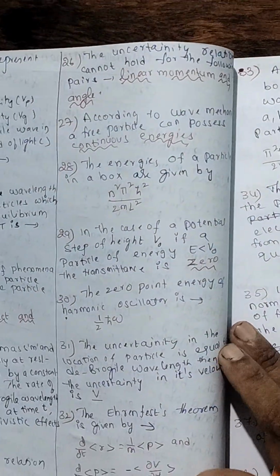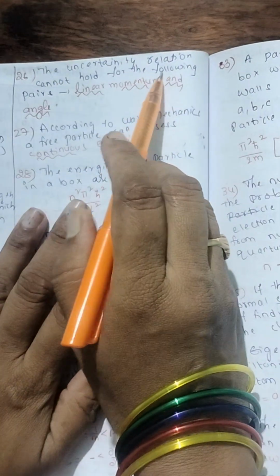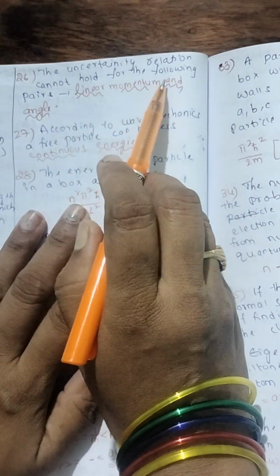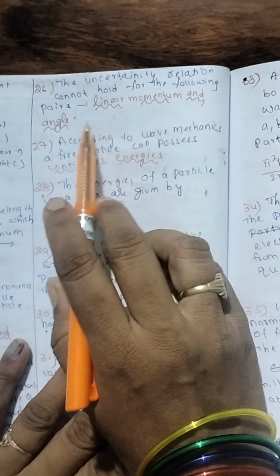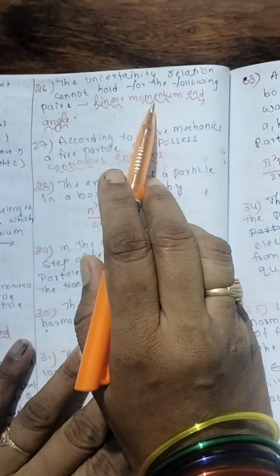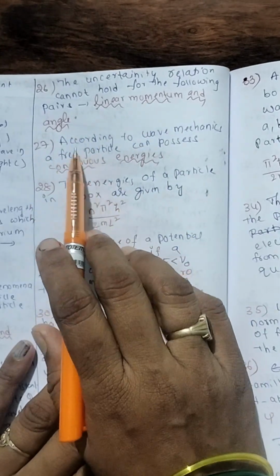Now next, the uncertainty relation cannot hold for the following: linear momentum and angle. It does not hold good for linear momentum and angle.